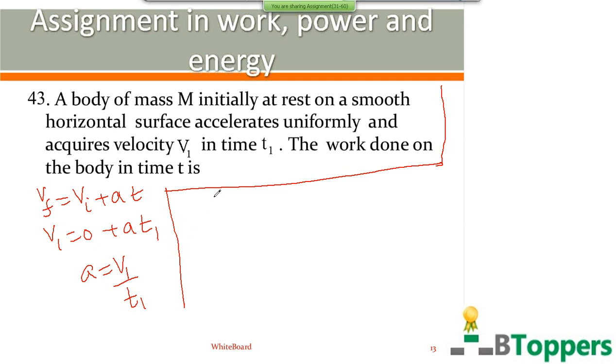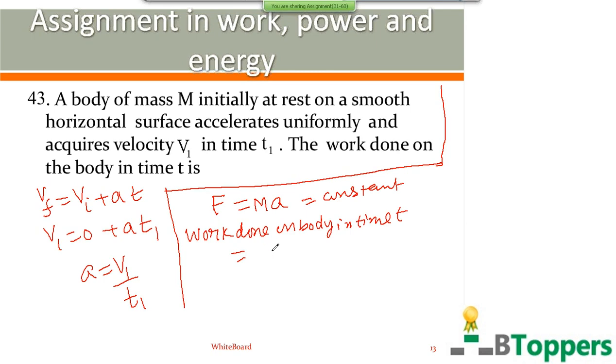The horizontal component is the resultant force on the body, so the magnitude of the resultant force in the direction of motion is m a. The resultant force is constant if acceleration is constant. If a constant force acts in the direction of displacement, the work done by the constant force is equal to F into S. The magnitude of the resultant force is m a, and the magnitude of the displacement is half a t squared, so the work is half m a squared t squared.